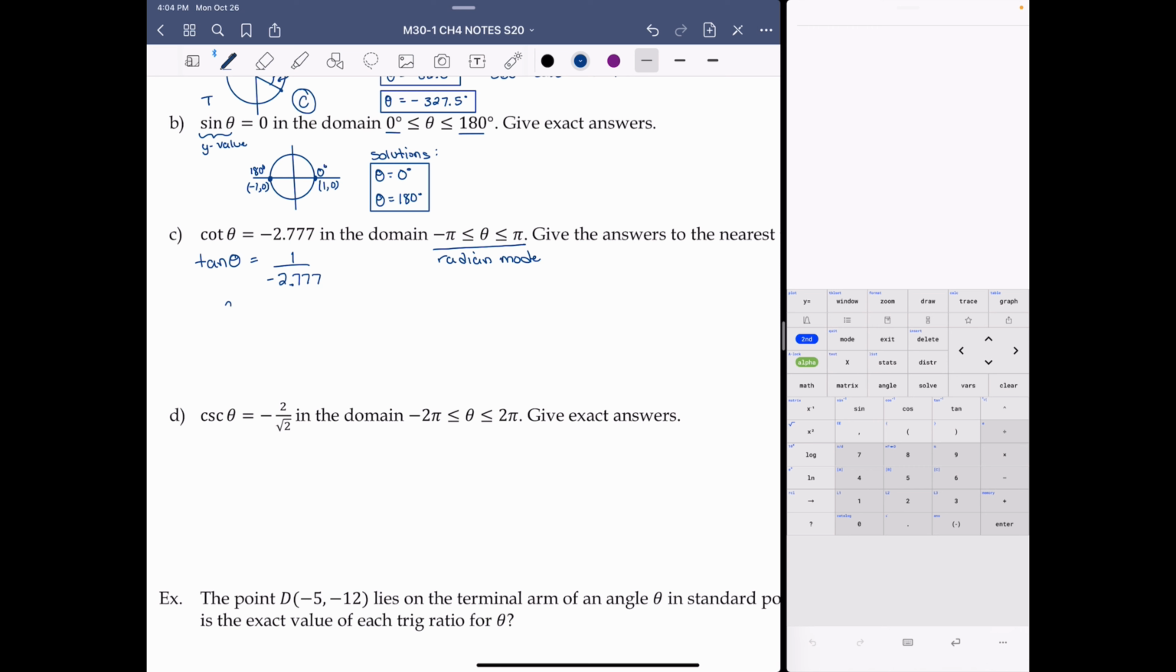Then to get the reference angle, theta r, we would do tan inverse of negative 1 over 2.777. And theta r equals second tan, math fraction, enter, negative 1 over 2.777, and we get negative 0.3456, so to the nearest tenth would be negative 0.3 radians. I can draw my unit circle.